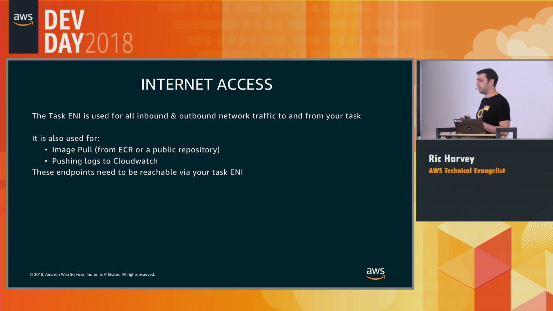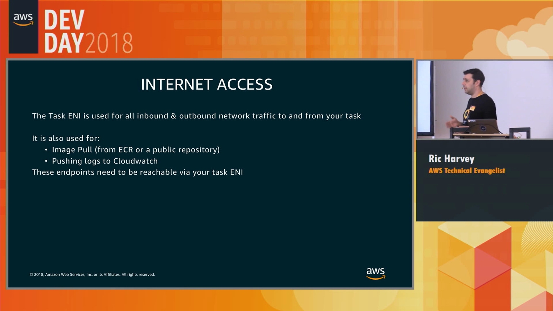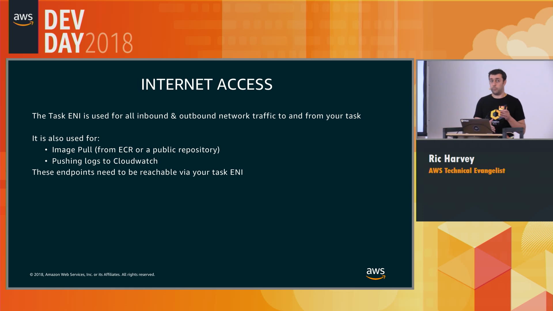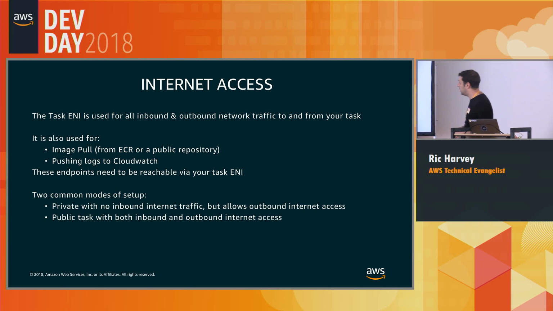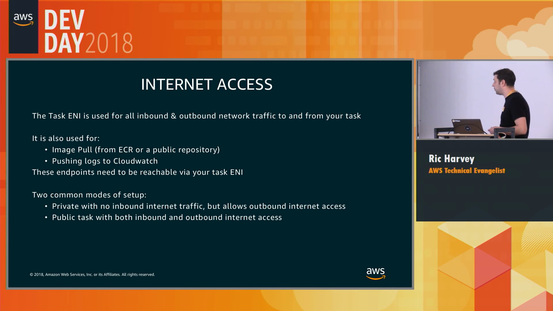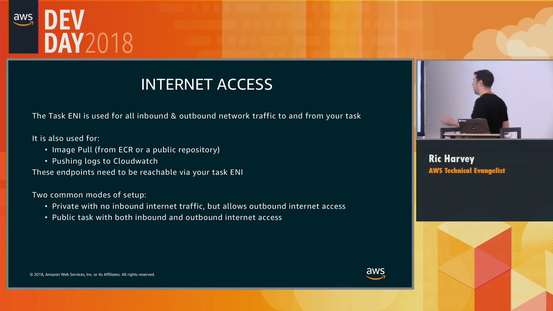And this is great for separation in one way. If you've got multiple tasks running on the same host, they've all got their own network interface. Network-wise, they're not going to be competing with each other for resources. So, 2 common setups. We have private with no inbound internet traffic, but allows outbound access to the internet. And we have a public task with both inbound and outbound internet access.